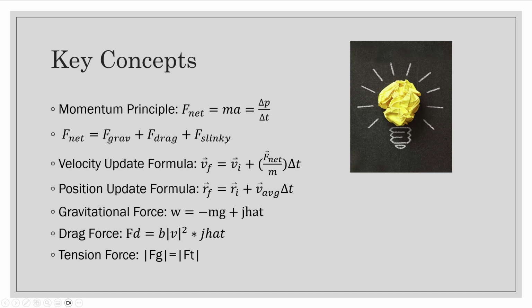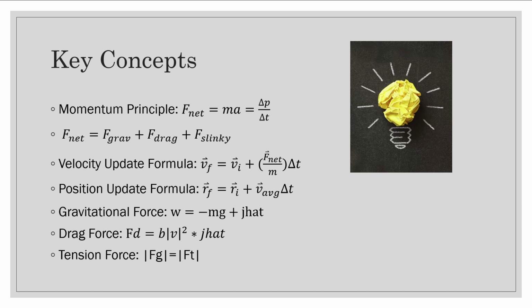So, key concepts. First, we're going to need to know the momentum principle, better known as Newton's second law. In every lab, Newton's second law was important, and this week it will be a key factor as well. The law states force applied to an object is directly proportional to the rate of change of its momentum, and it occurs in the direction in which the force is applied. We know this as force equals mass times acceleration. We also can derive F net equals change in momentum over change in time. F net equals F grav plus F drag plus F slinky.